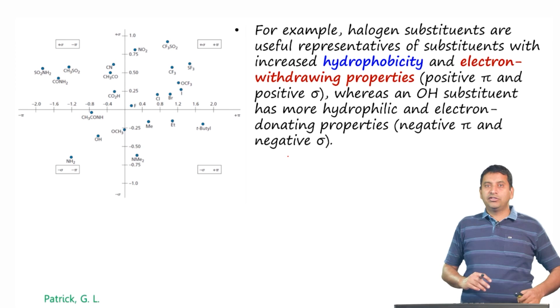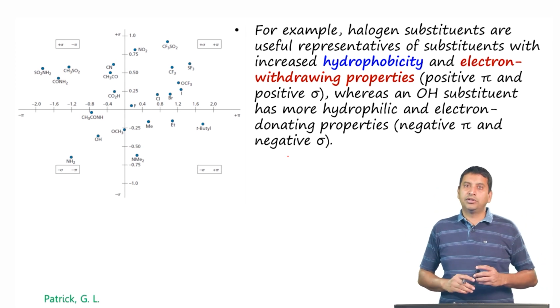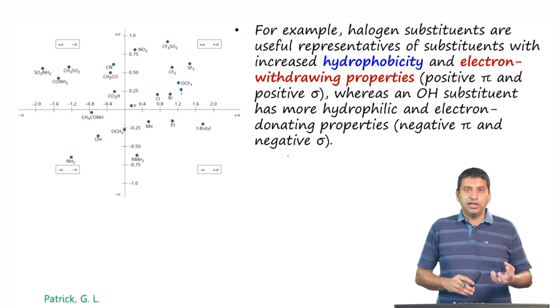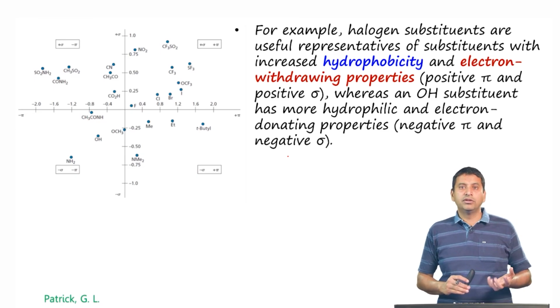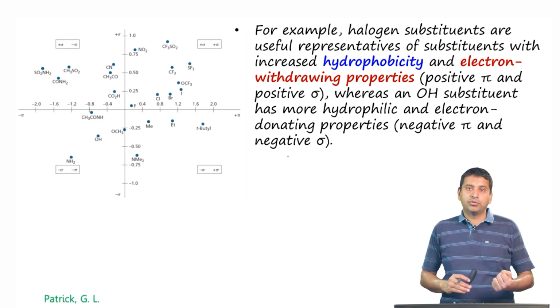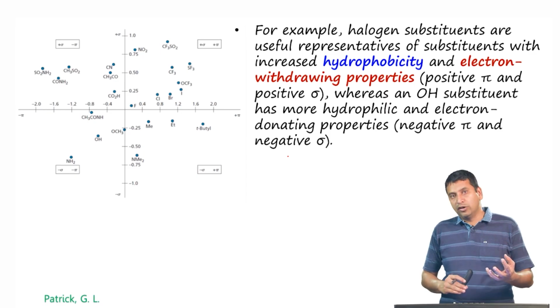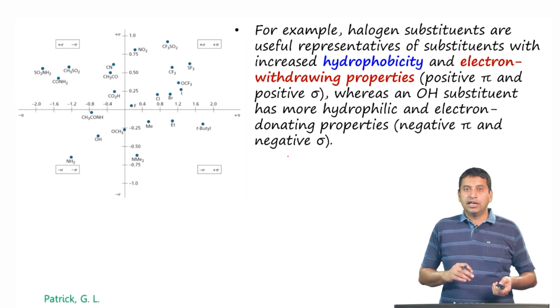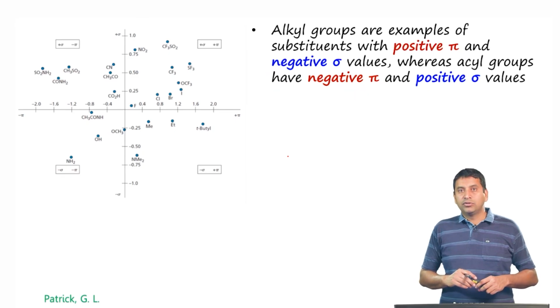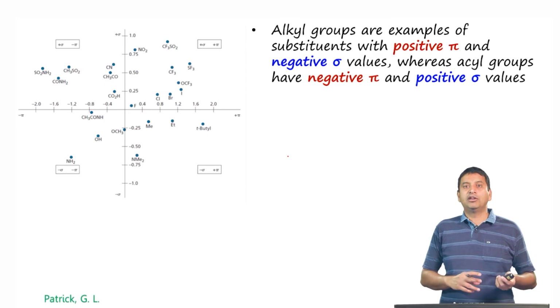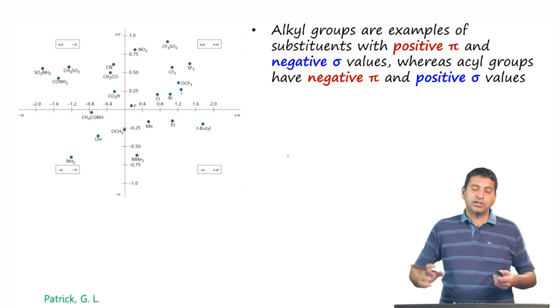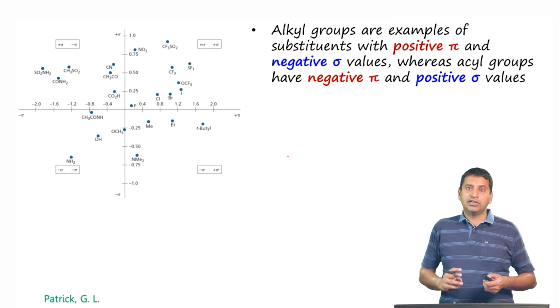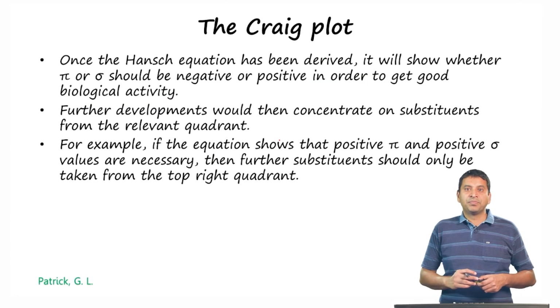For example, halogen substituents are useful representatives of substituents with increased hydrophobicity as well as electron withdrawing property. So, they have both a positive pi as well as a sigma, whereas a hydroxyl substituent is more hydrophilic, but it has electron donating property. So, it has a negative pi and a negative sigma. Alkyl groups have positive pi and negative sigma values, whereas acyl groups have negative pi and positive sigma values. So, all of these are going to become important when we are designing the QSAR study.